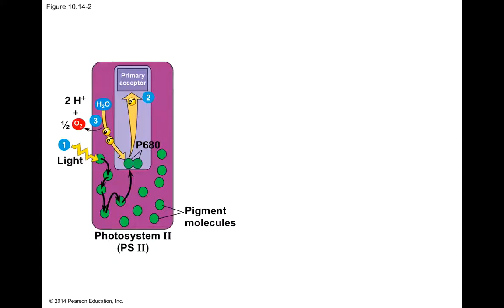Here's where water comes in. A water molecule is split into hydrogen ions, the H+, which will be used to create a proton gradient in the electron transport chain.